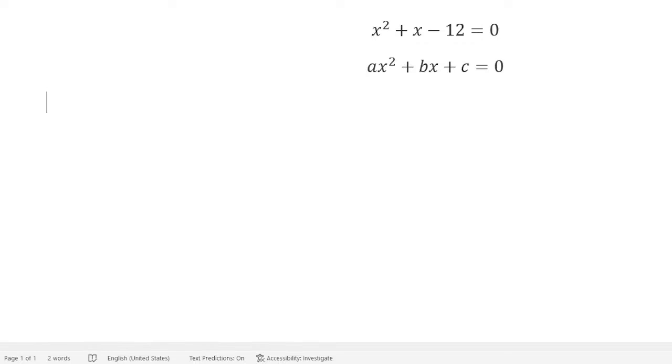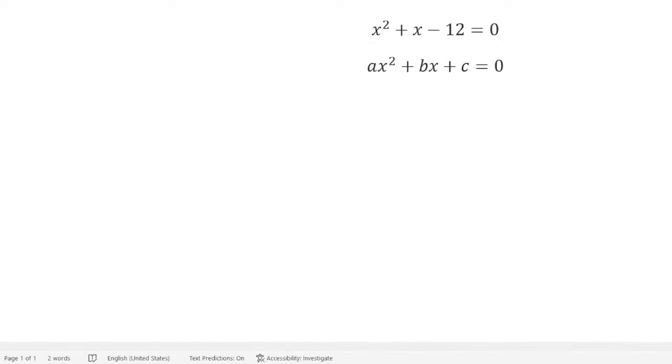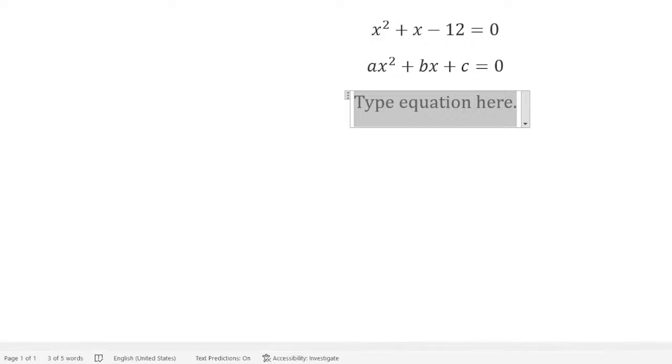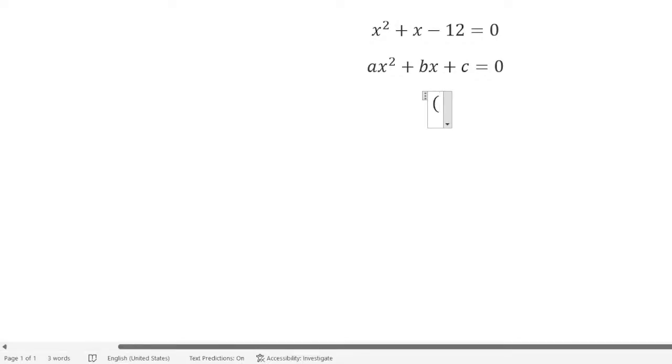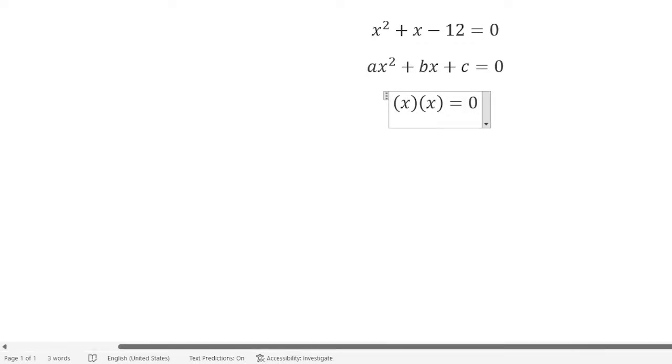Sometimes you're given the factors, sometimes you're not given the factors. In this case, we are not given the factors. So remember, the factors of x squared are going to be x and x. So it's going to be x times x. These are the factors of x squared, right? Then we say is equal to 0. These are the factors of x squared because x times x gives us x squared.